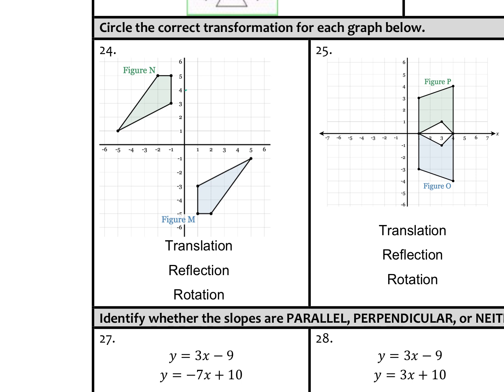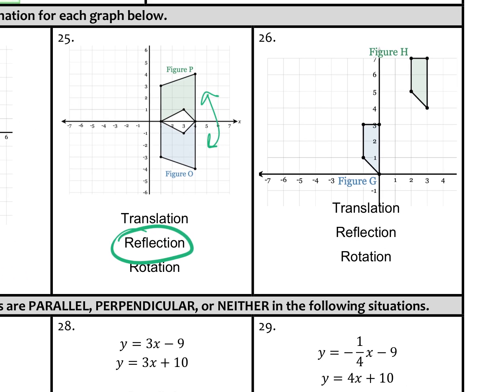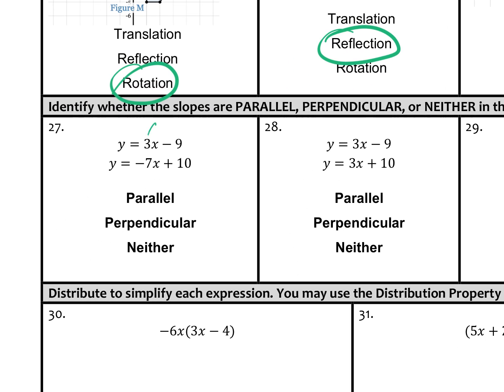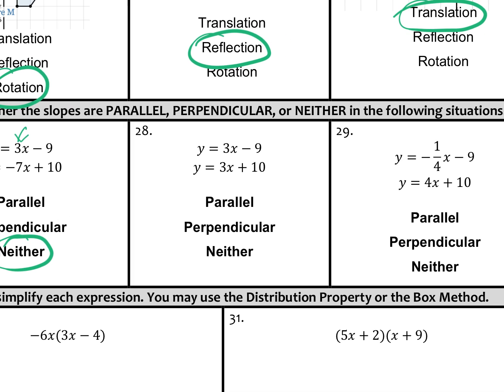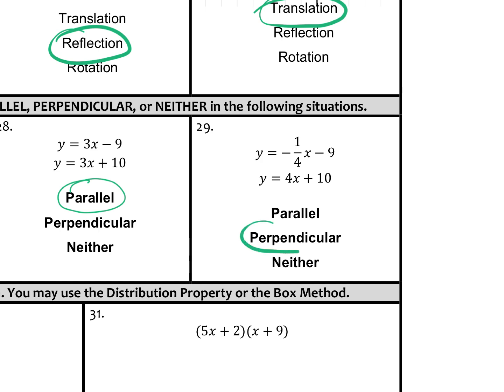Okay, so we are turning this, so this is going to be a rotation. We are flipping this, so this is going to be a reflection. And we are sliding this one, so this will be a translation. Okay, we're looking at the slopes for parallel and perpendicular. These are not the same, nor are they opposite reciprocals. We got the same, we got opposite reciprocals.